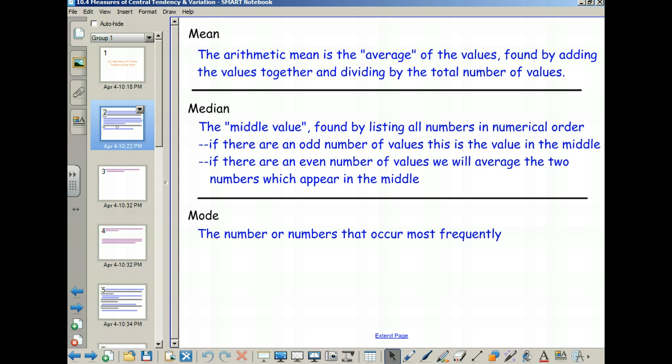Now, it has a weird quirk, because if you put numbers in order, sometimes there's a number in the middle, and sometimes there are two numbers in the middle. If you have an odd number of values, you get a single middle number. If you have an even number of values, like the tests in this class with 6 of you, two numbers both fall in the middle. So I take both of those numbers, add them together and divide by 2. It ends up mixing the idea of mean with the idea of middle value.